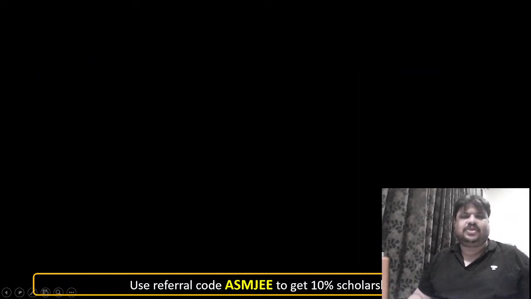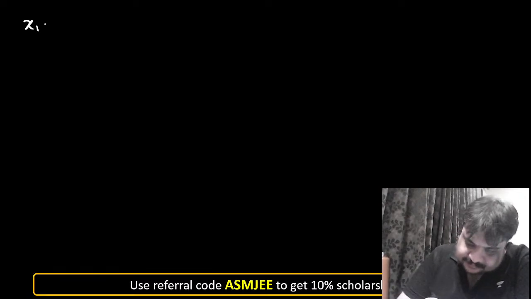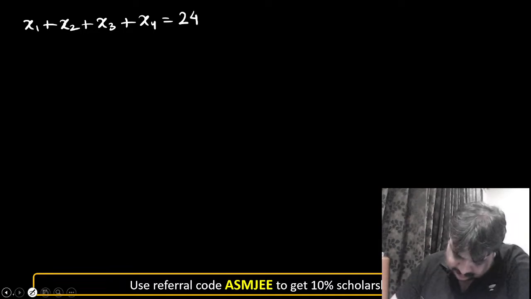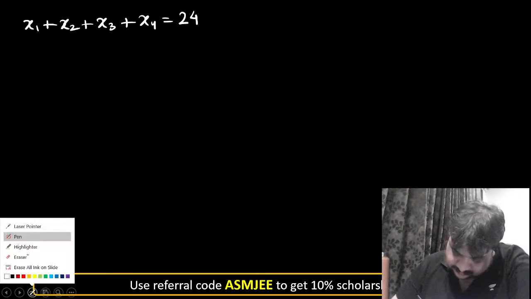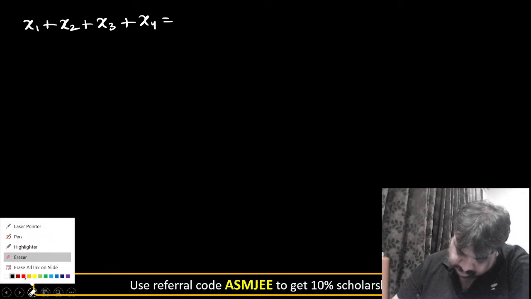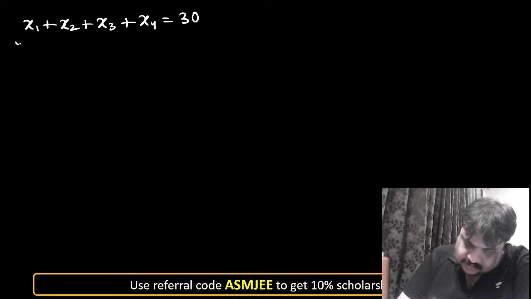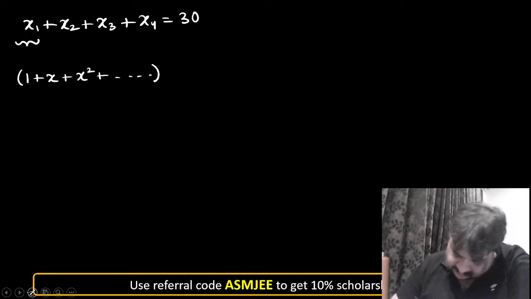You can solve the same question by creating a polynomial as well. Now the same equation, no, not 24, 30. So let x1 be the power of this bracket. X2 be the power of this bracket.